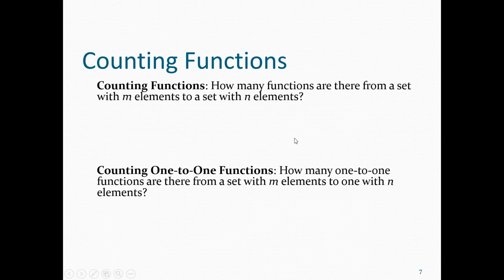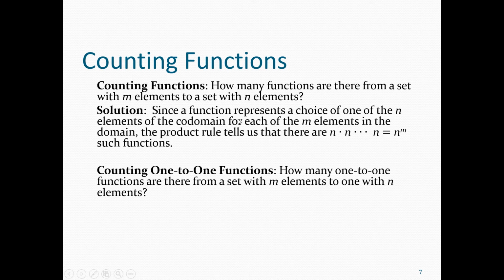Counting functions: how many functions are there from a set with m elements to a set with n elements? A function represents a choice of one of the n elements of the codomain for each of the m elements in the domain. So the product rule tells us that there are n to the power m such functions. That is, n multiplied by n, m times.